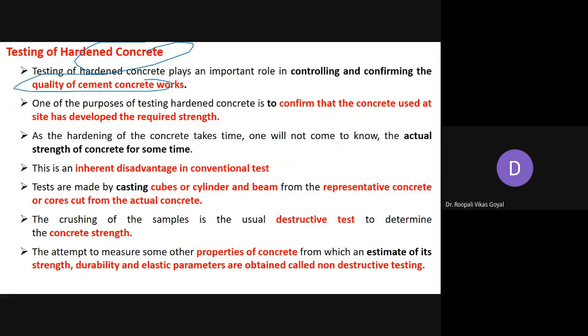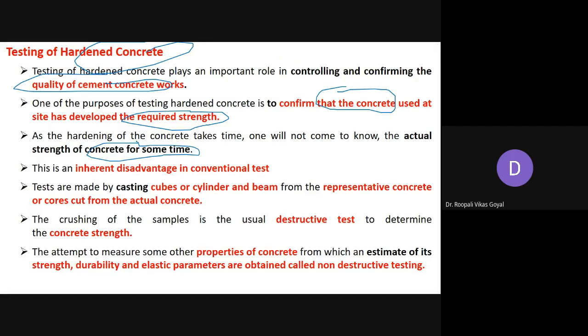One of the purposes of testing hardened concrete is to confirm that the concrete that we have used or designed at site has developed the required strength as per our design. And generally, as the hardening of concrete takes time, one will come to know the actual strength of concrete only after some time. So on the same day you cannot find out the strength of concrete.